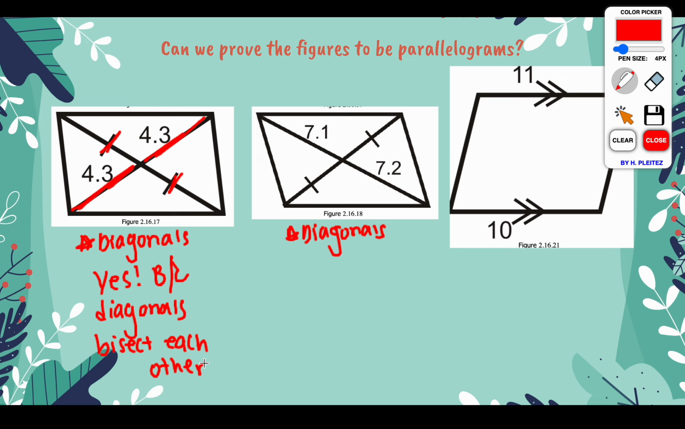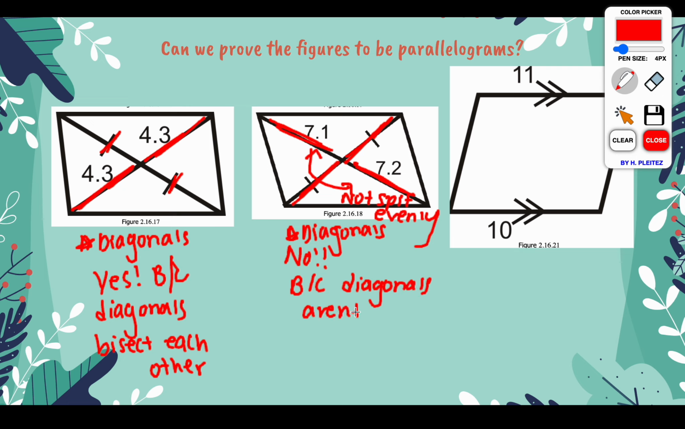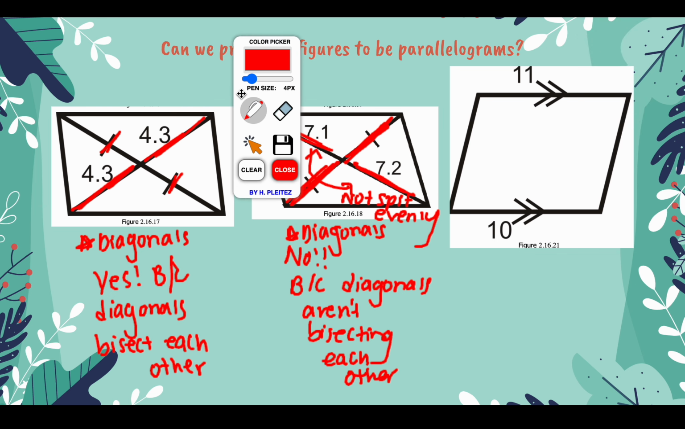All right, next, we have the same situation. I'm lying, we don't. Okay, so here we have that these two pieces are congruent, but then this is 7.1 and this is 7.2. So these two pieces are not split evenly. That's a problem. So no, this is not a parallelogram because diagonals are not bisecting each other. Big problem. Even though we have that these two pieces are congruent, we need to have the other diagonal being split evenly as well.